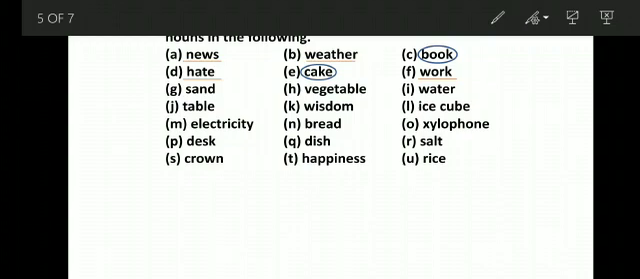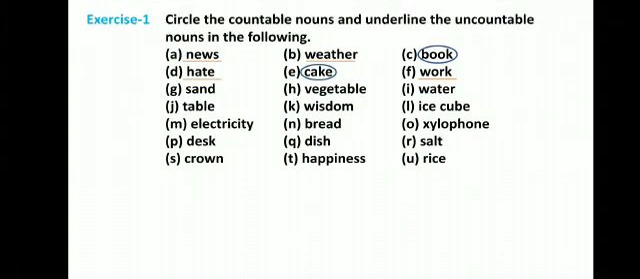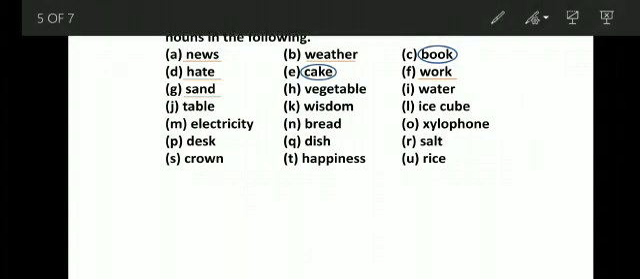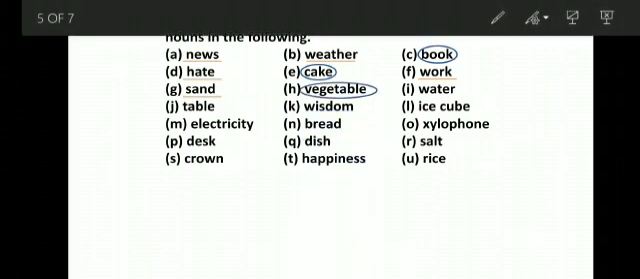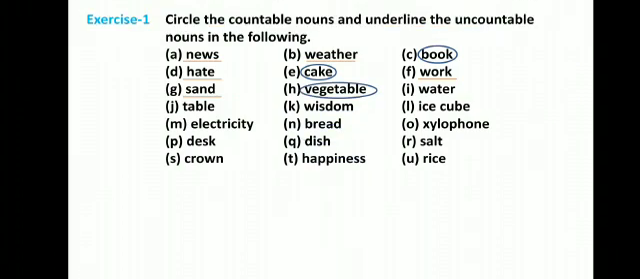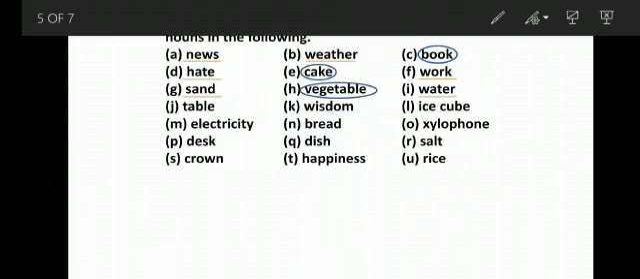Next is sand, vegetable and water. Sand we can't count, vegetable, we can count it. So we have to circle it. And water, we can't count.